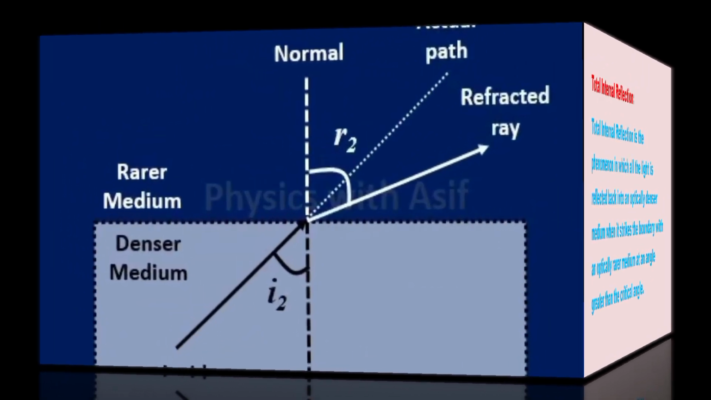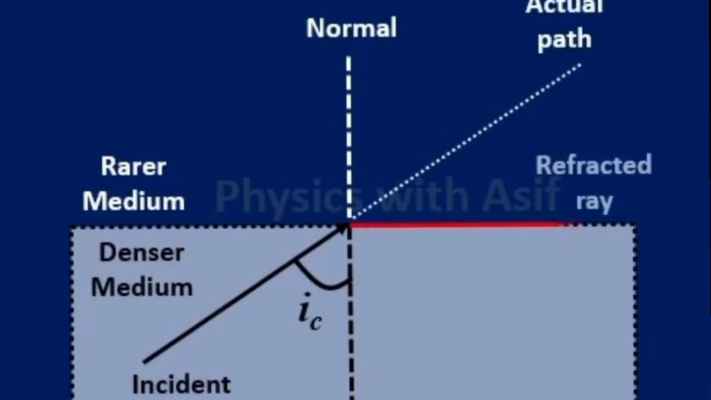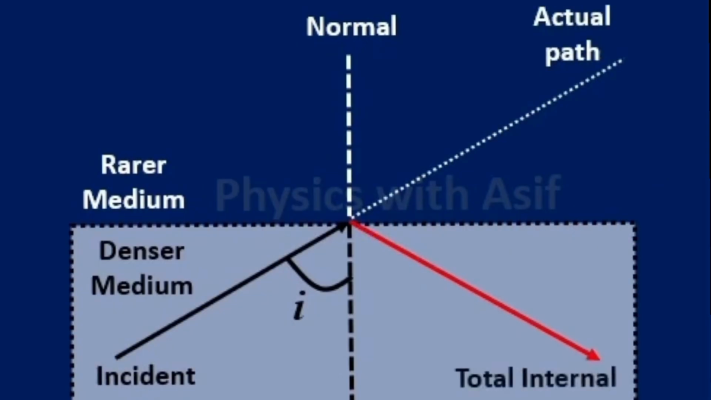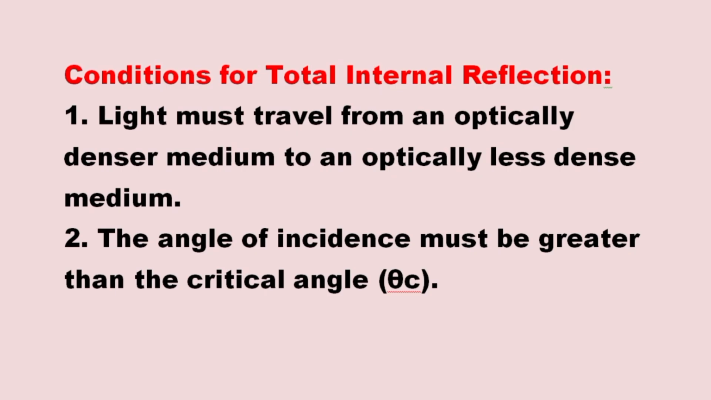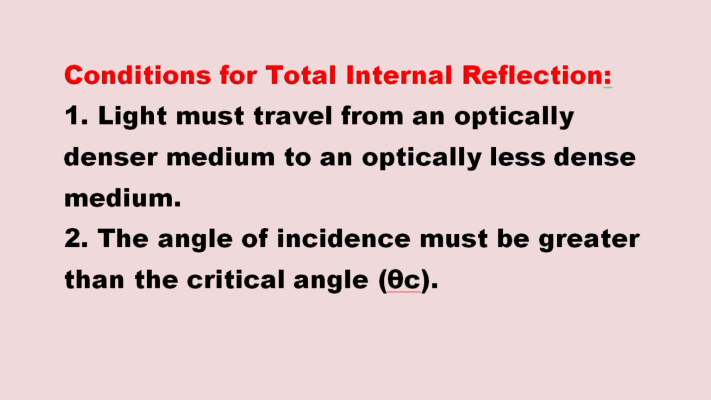Now we will understand total internal reflection. Total internal reflection is the phenomenon in which all the light is reflected back into an optically denser medium when it strikes the boundary with an optically rarer medium at an angle greater than the critical angle. Conditions for total internal reflection. There are two conditions. 1. Light must travel from an optically denser medium to an optically less dense medium. 2. The angle of incidence must be greater than the critical angle, theta c.